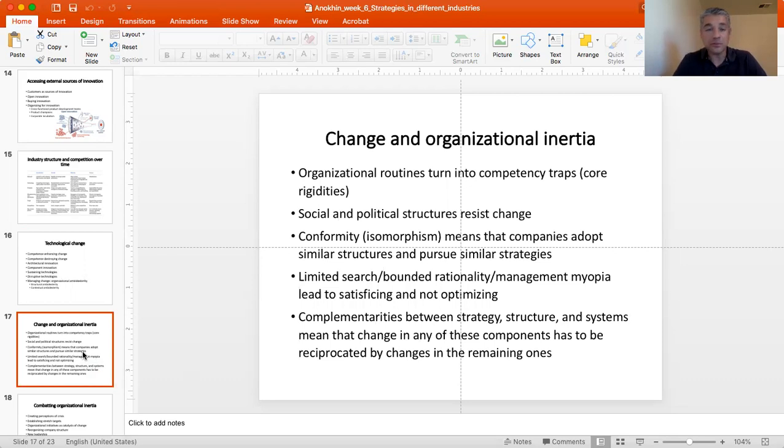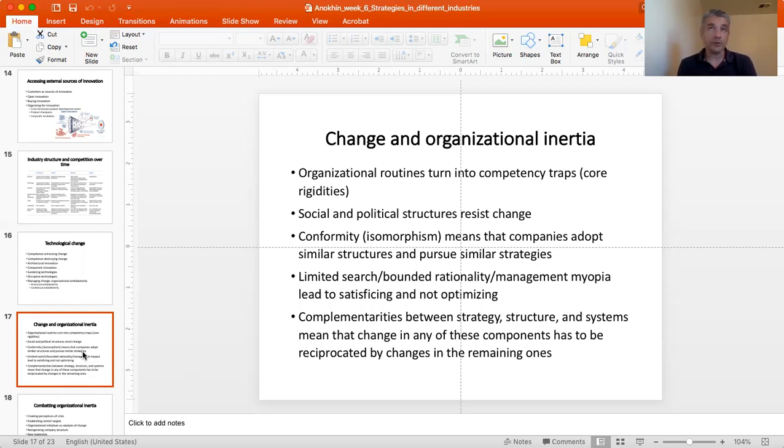Organizations, they do consist of individuals, and with that comes the social structure and political structure, right? The interactions between people and the power relationship within the company. Those structures, they do resist change as well, right? So people like to maintain their power. They like to maintain a social structure. Change jeopardizes that, and so those structures resist.